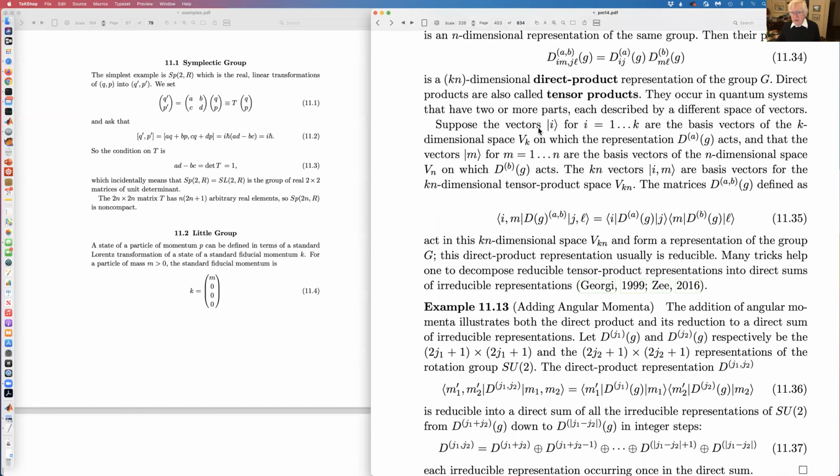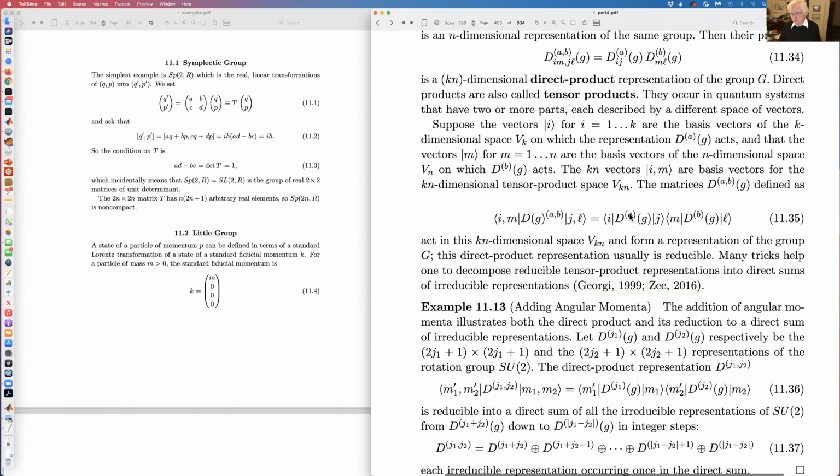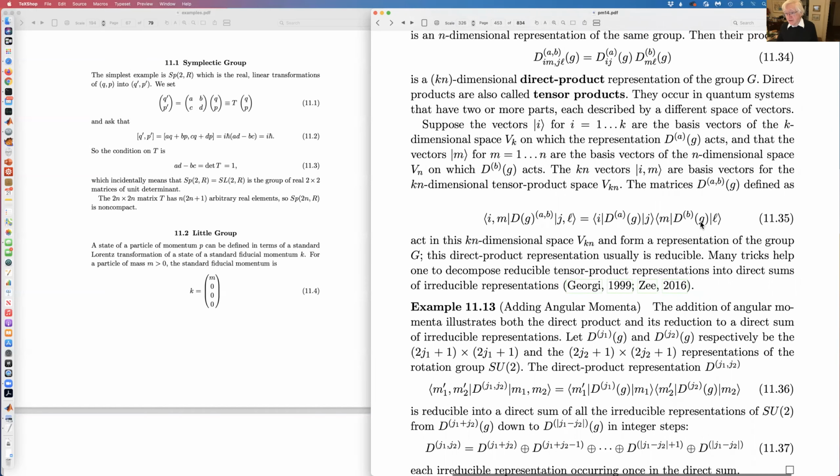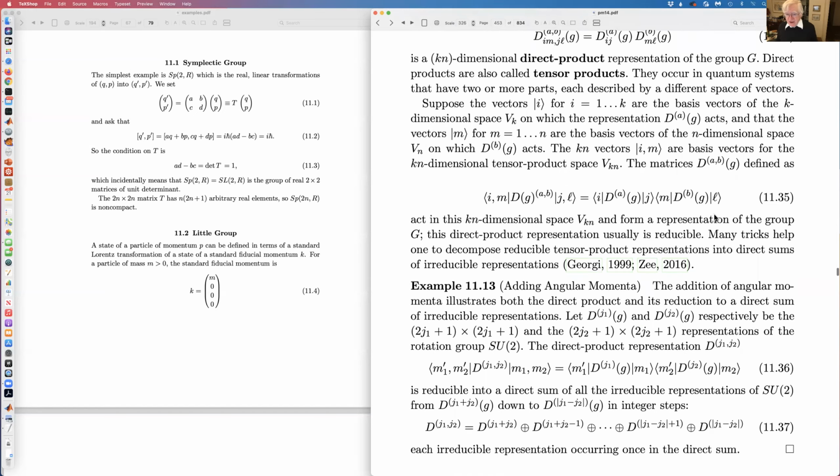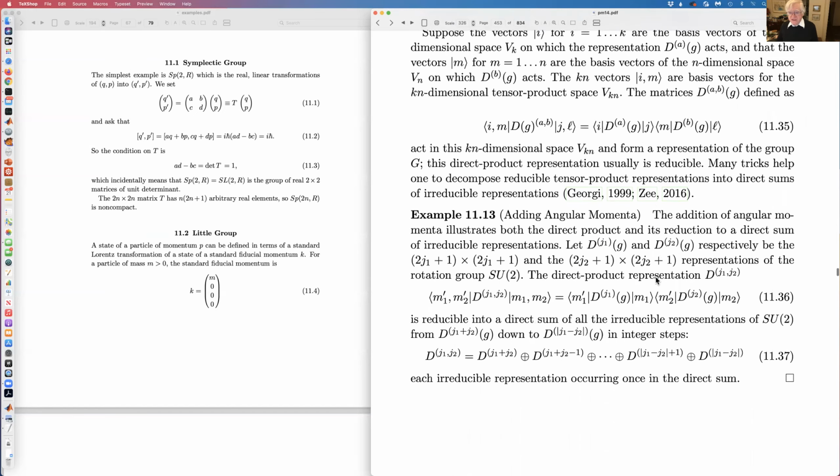And so the states of the composite system then have two labels. So the transformation acting on the composite system states is then decomposed into one representation acting on the first system and the second matrix acting on the second system. And so that's how that works.